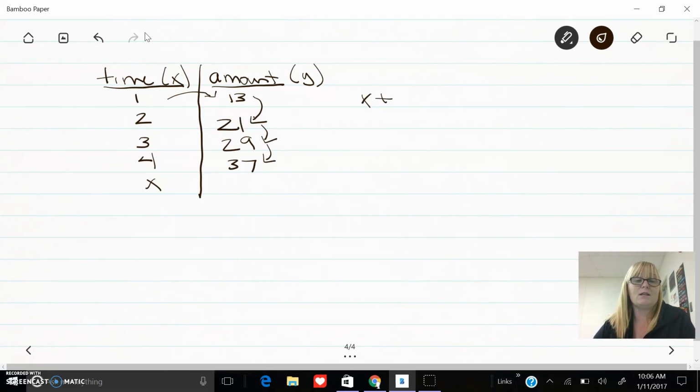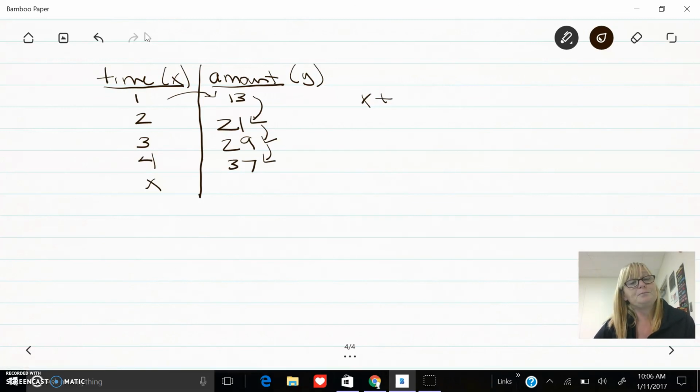All right, so let's just go through some of the numbers. Let's pick like 5. So 1 times 5 is 5. And then how do I get from 5 to 13? I'm going to add 8. Okay, does that work for this? So 2 times 5 is 10. 10 plus 8 is not 21. So that's not going to work. So I need to go higher.